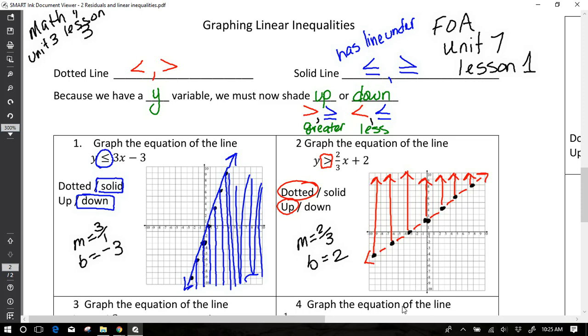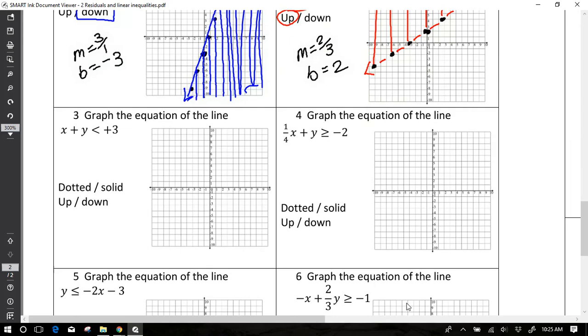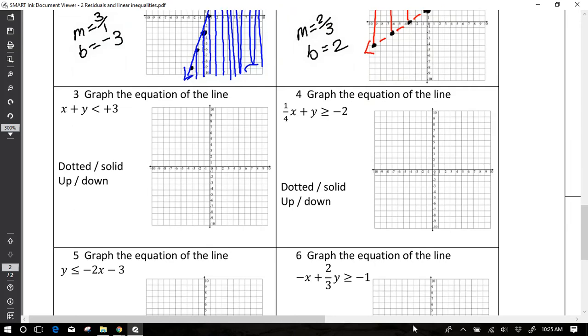All right, let's go look at example 3. Example number 3 is exactly the same as the others, but I do have to do just a little bit of work first. So I have to always, in order to graph these, have the y by itself. So my little bit of work is to solve this for y equals. So I'm going to start out by subtracting x from both sides. So y is less than -x plus 3. And now I can identify my slope is -1/1, and my y-intercept is 3.